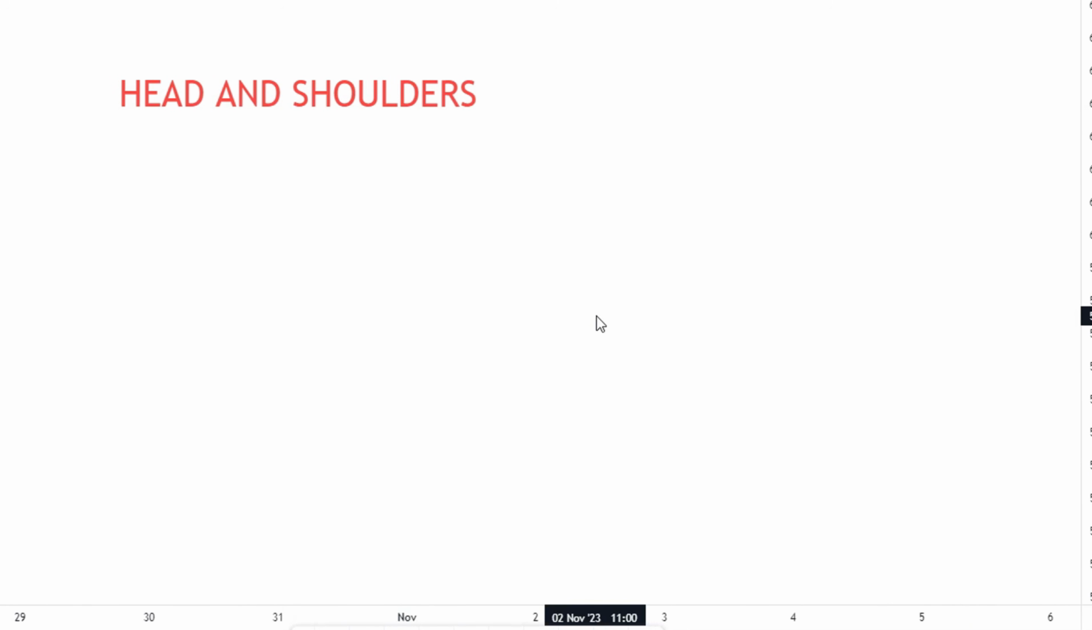So today we're going to learn a chart pattern known as the head and shoulders. We're just going to learn how to take entries and how to determine this head and shoulders.